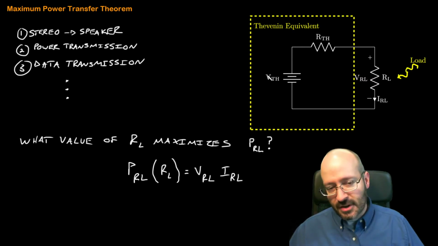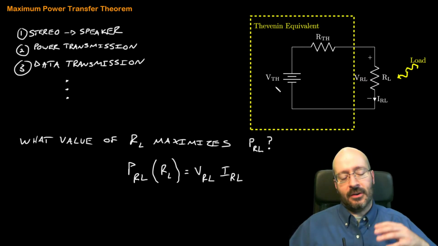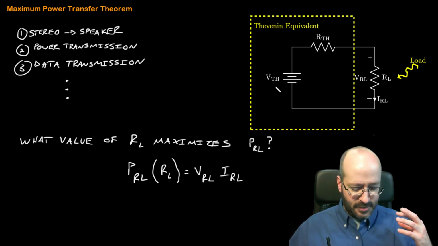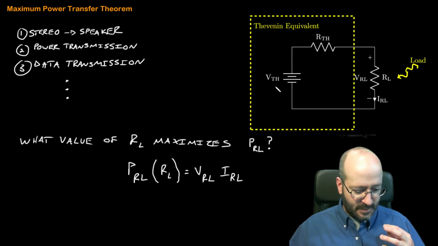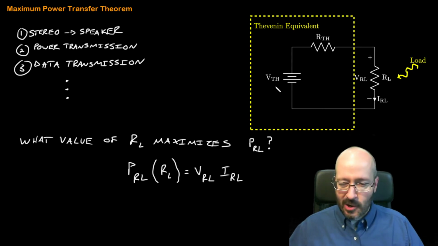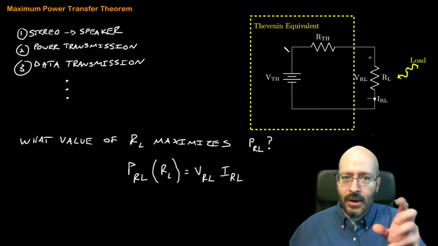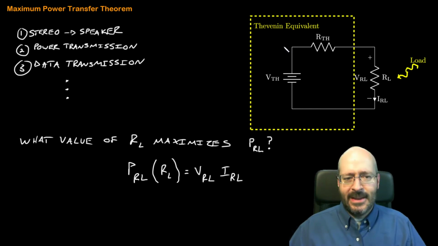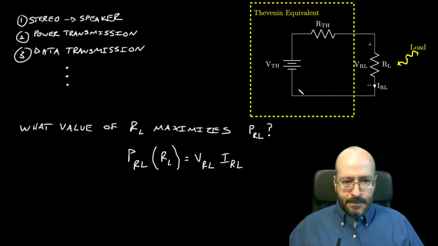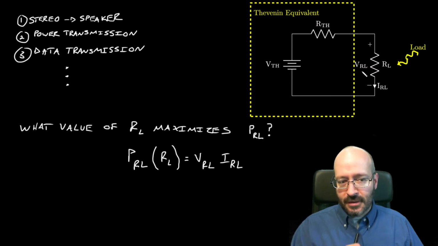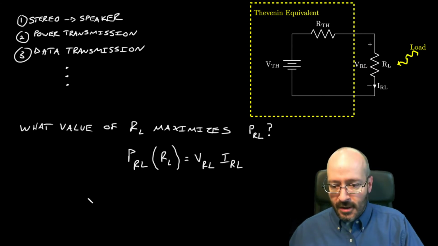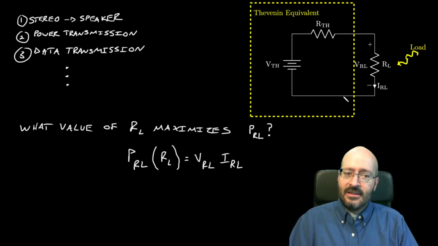Okay, so let's start it off. So we've got this Thevenin equivalent. Maybe that's our stereo, maybe that's our power distribution system, or the transmitter network in a network card. But we can boil it down to a Thevenin equivalent, and that's why we handle maximum power transfer theorem here. Okay, so if I want to find the voltage across the load and the current through the load, then we can do a little bit of analysis.